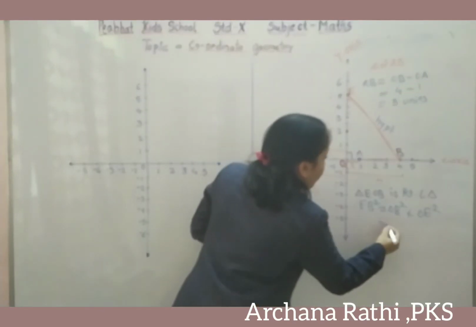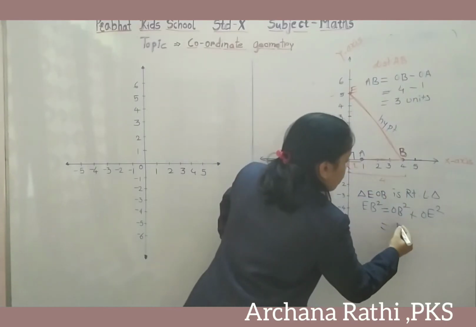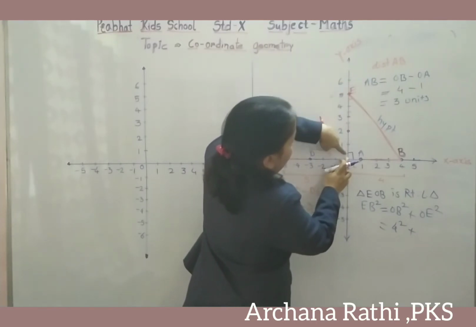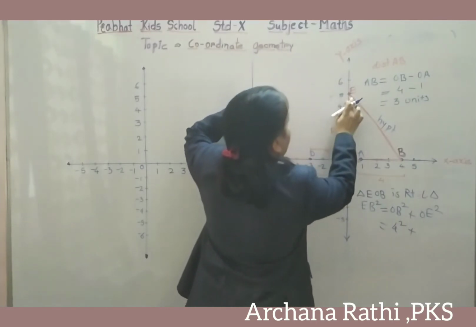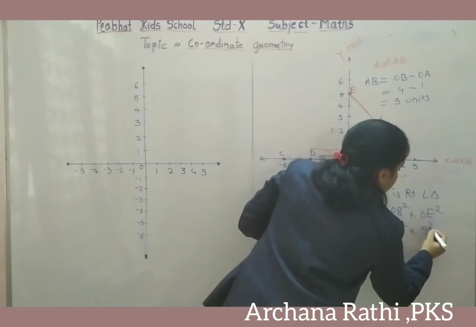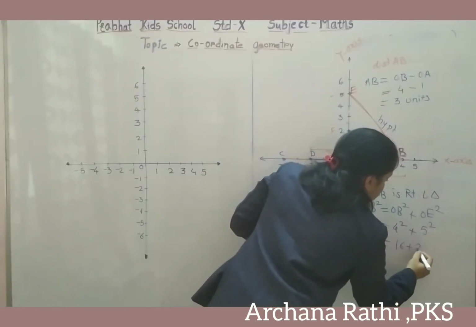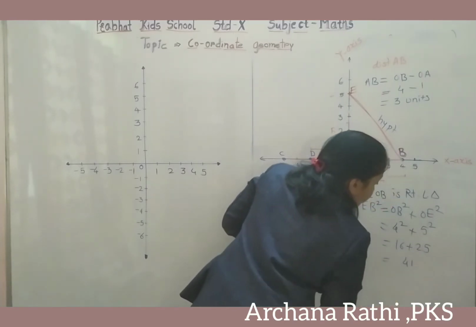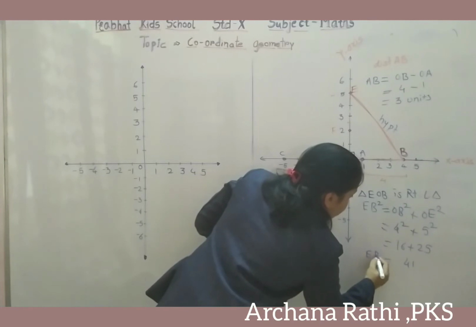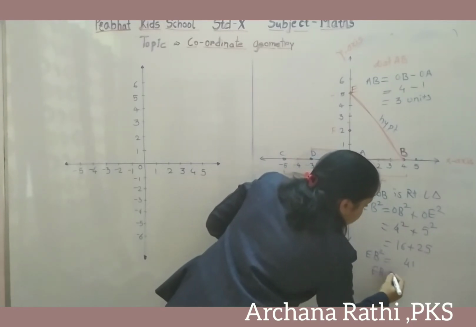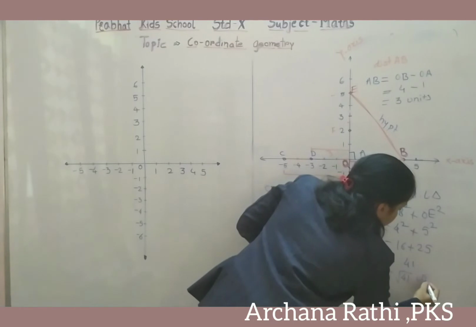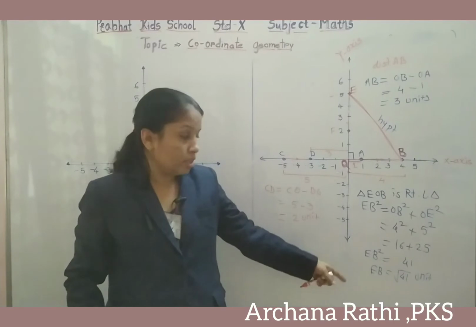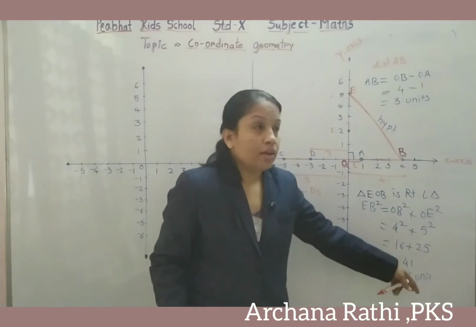Now OB is 4, so 4 square plus OE. If you observe the OE, it is 5: 1, 2, 3, 4, 5. So this distance is 5 square. Now 16 plus 25 is 41, so EB square is 41. Therefore EB is under root 41 units. Don't write plus minus 41, because it is a distance.